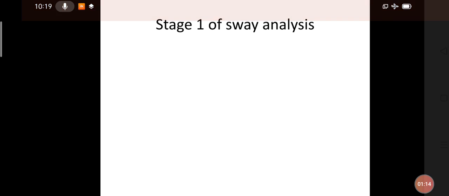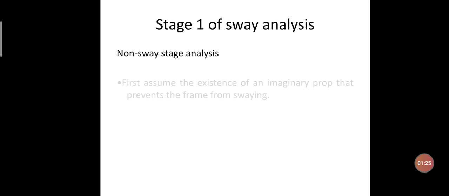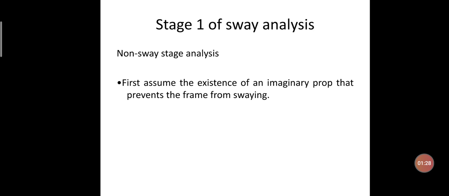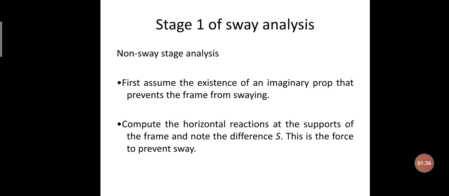So these stages are described as stage 1 of sway analysis, the non-sway analysis stage. In this stage we first assume the existence of an imaginary prop that prevents the frame from swaying, and then we compute the horizontal reactions at the supports of the frame, and note the difference between the horizontal reactions at the supports, which is noted as S. This force is the one responsible for prevention of the sway.